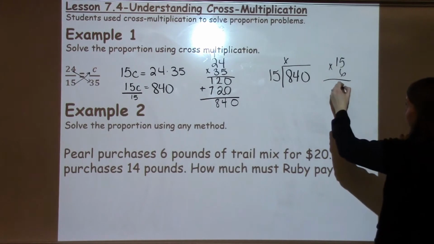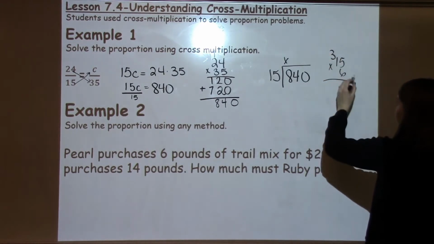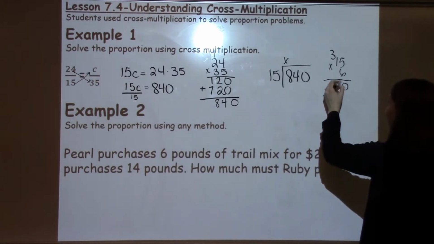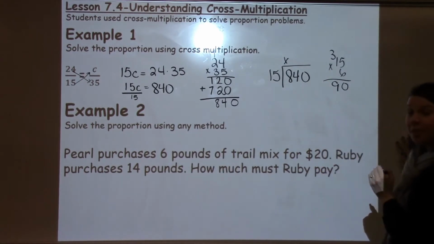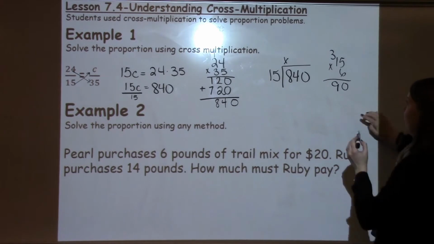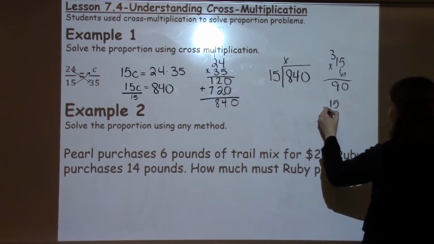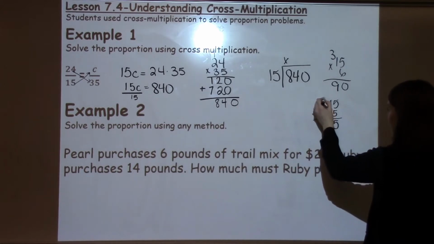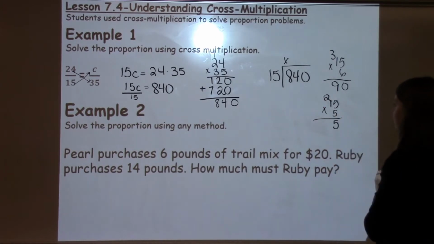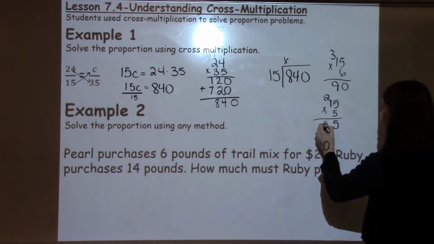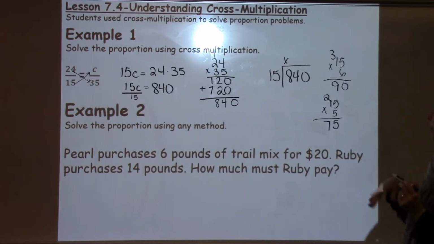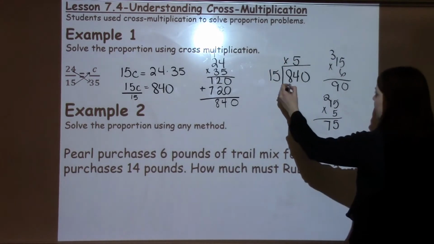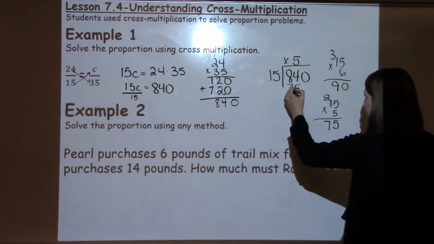5 times 6 is 30. Then I've got 6 times 1, which is 6, plus 3 more is 9. So I have 90, which is a little bit too much. So I'm going to go down 1, which is going to be 15 times 5. 5 times 5 is 25. Carry my 2. 5 times 1 is 5, plus 2 more is 7. So I have 75, which is just slightly below the 84, which will work. Put my 5 on top. 5 times 15 is 75.